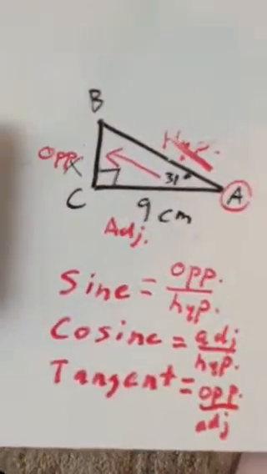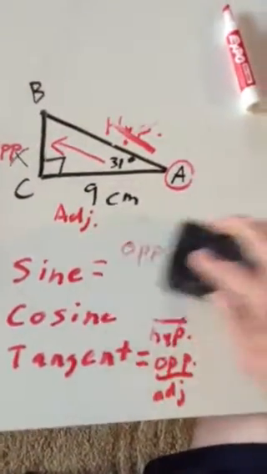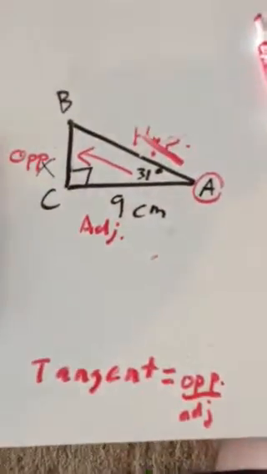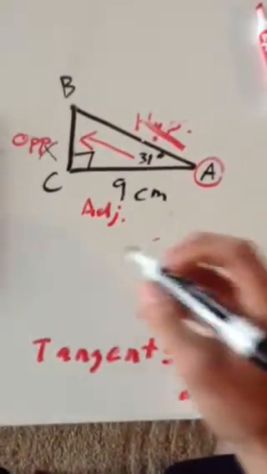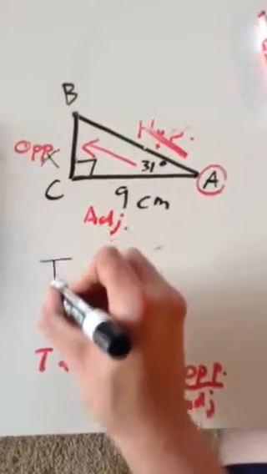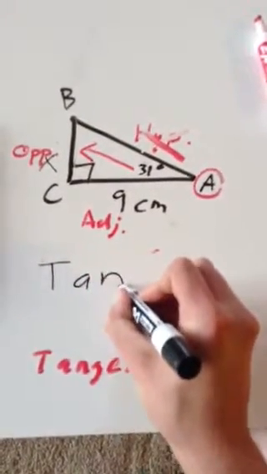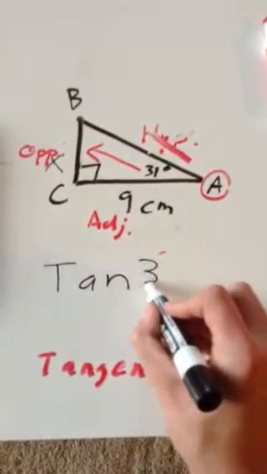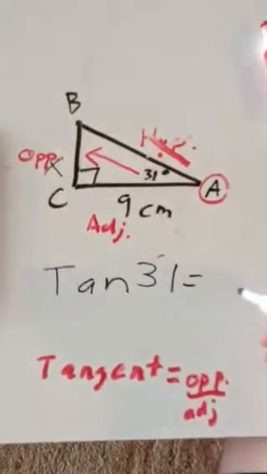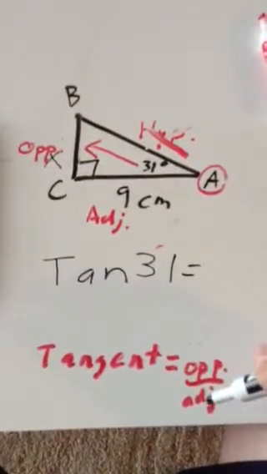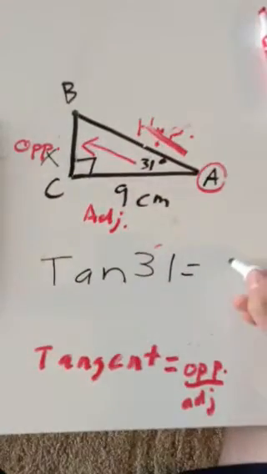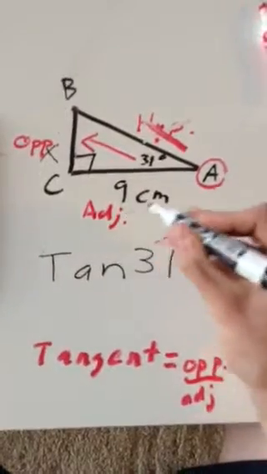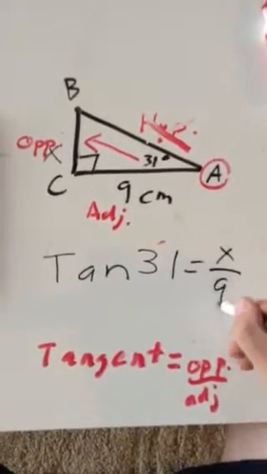Here's what I'm going to do. I'm going to go ahead and erase these two, and I'm only going to use tangent. So here's how it works. The tangent of A, well, A is 31 degrees, right? Equals opposite over adjacent. Opposite is X. We don't know it, so I'm going to put X. Over adjacent, well, my adjacent is 9, so I'm going to put 9.